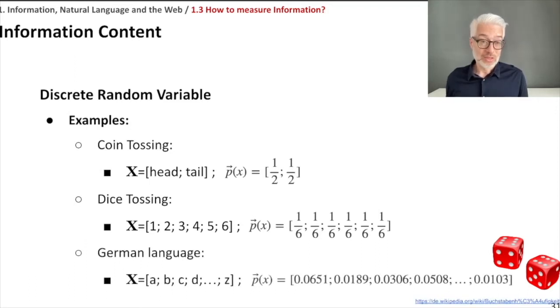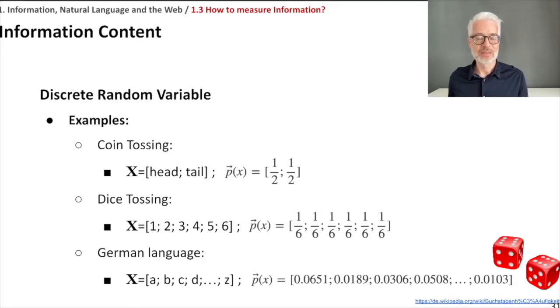A different situation is here in German language. So if I look at what's the probability of occurrence of a specific letter of our alphabet in German language, then of course this is not evenly distributed. We all know that vowels, for example, occur much more frequently than consonants, and especially vowels like E or I, they are occurring rather frequently. On the other hand, of course, you have, let's say, consonants like Y or Q, they occur rather rarely.